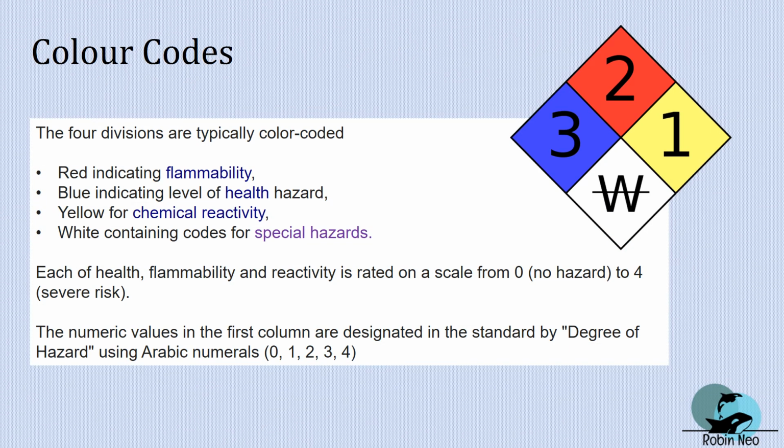What do the color codes mean in the NFPA diamond? The 4 divisions are typically color-coded with red indicating flammability, blue indicating level of health hazard, yellow for chemical reactivity, and white containing codes for special hazards. Each of health, flammability and reactivity is rated on a scale from 0, no hazard, to 4, severe risk. The numeric values in the first column are designated in the standard by degree of hazard, using Arabic numerals 0, 1, 2, 3, and 4.